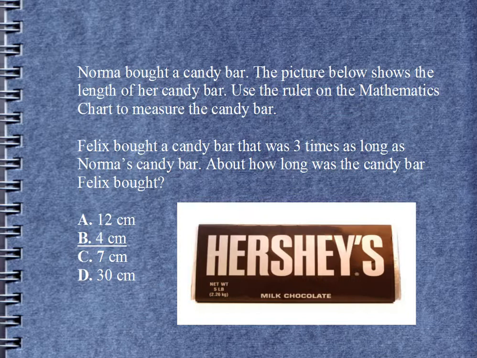Make sure you're solving for the correct question, because the question is about how long was the candy bar Felix bought. Okay? And Felix didn't buy one that was 4 centimeters. He bought one that was 3 times as long as Norma's. So if Norma's was 4 centimeters and his was 3 times as much, that indicates multiplication. So 3 times 4 is 12. So Felix's was 12 centimeters. There's no way to get around that.